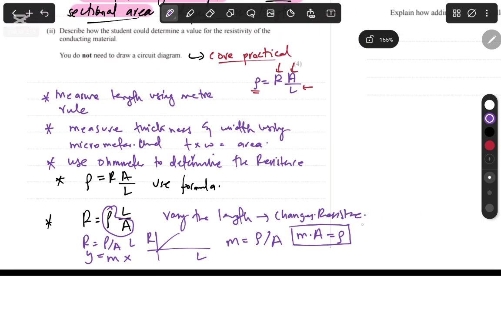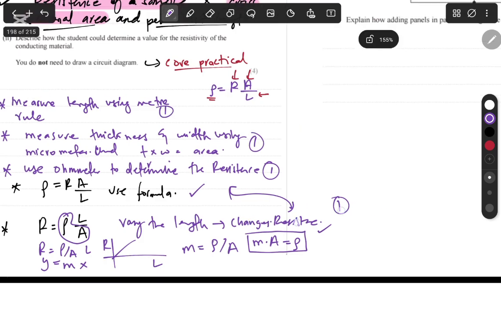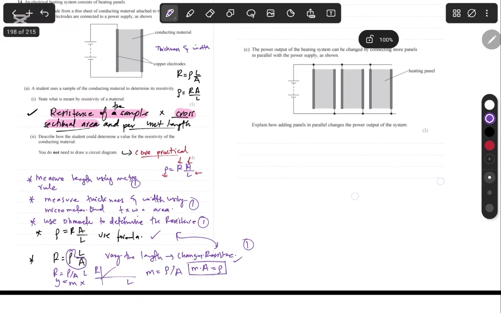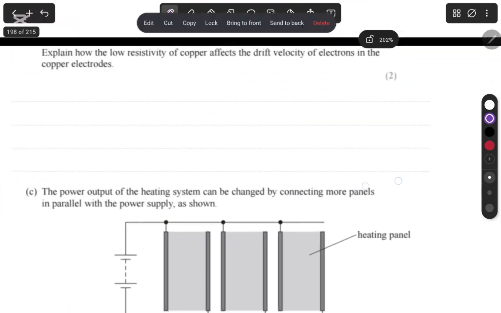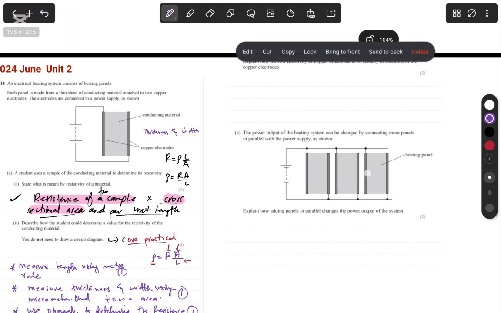Okay, so you'll get 1 mark for this or 1 mark for this, depends which one you mention. 1 mark for this, 1 mark for this, and 1 mark for this. Okay, so that's clear. Now let's move on to the next part. Let me just move it a bit down.